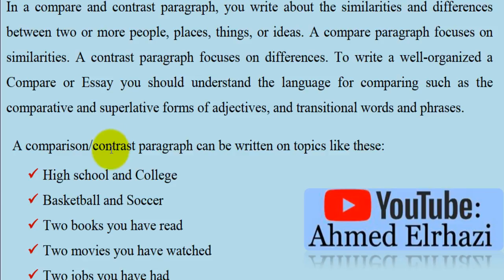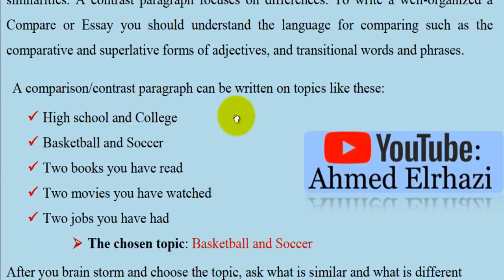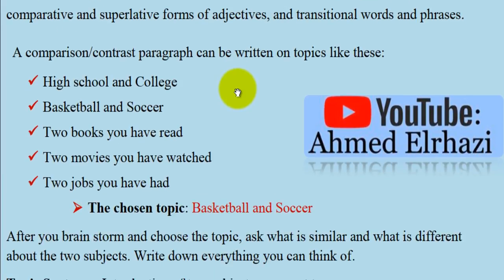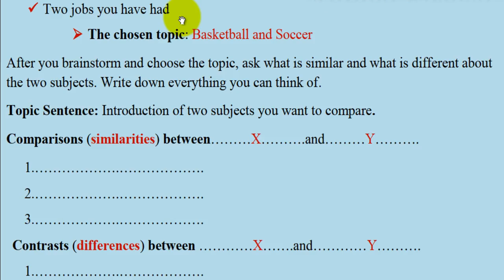A comparison or contrast paragraph can be written on topics like these. يعني topics اللي بحال هاد الشكل تقدر تكتب عليهم هاد النوع ديال compare and contrast. High school and college اللي بتدوي عليهم جوج differences and similarities. Basketball and soccer. Two books you have read. Two movies you have watched. Two jobs you have had. So the topic I have chosen is this one. Basketball and soccer. So normally I am going to write about the differences and similarities between basketball and soccer.